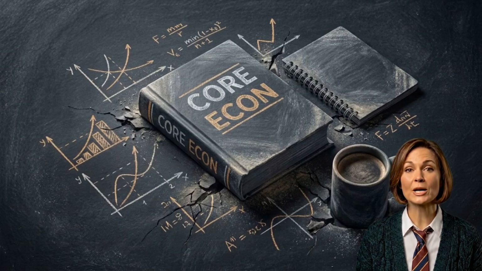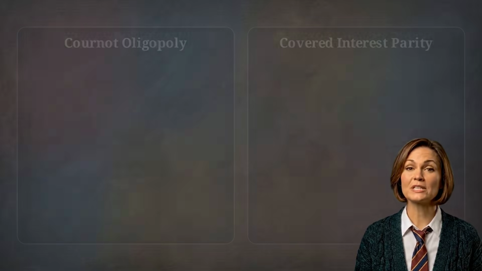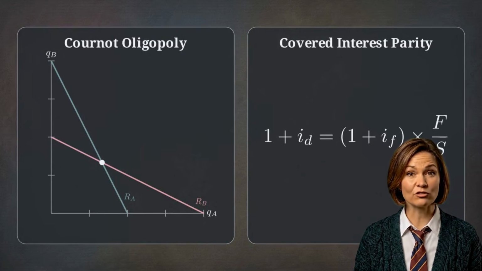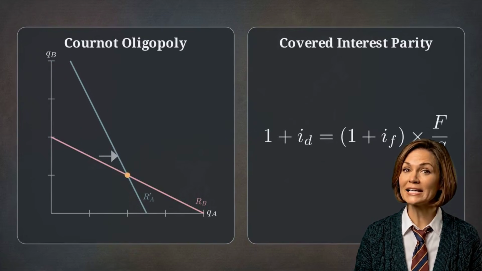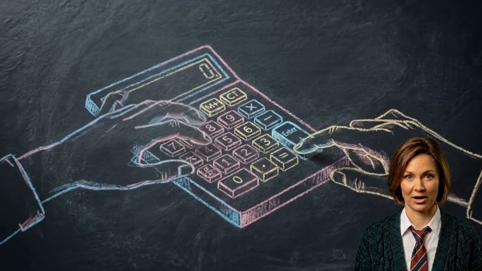Phase 1 covers weeks 1 through 4. You will build baseline theoretical fluency using main Q and core econ. Phase 2 spans weeks 5 through 8. Here, you integrate calculus optimization, duopoly reaction curves, and exchange rate parities.